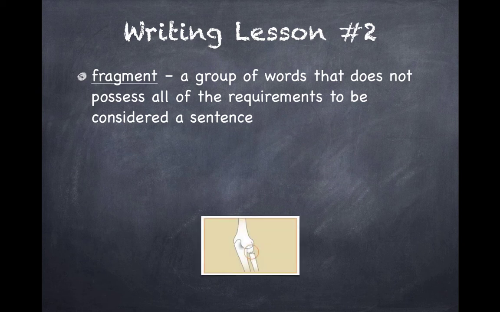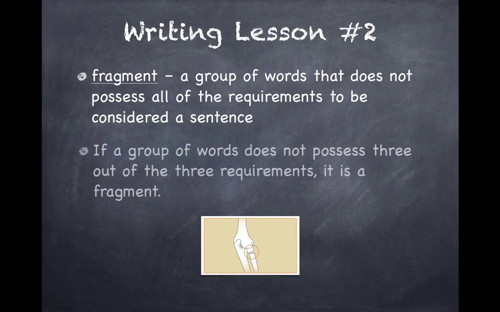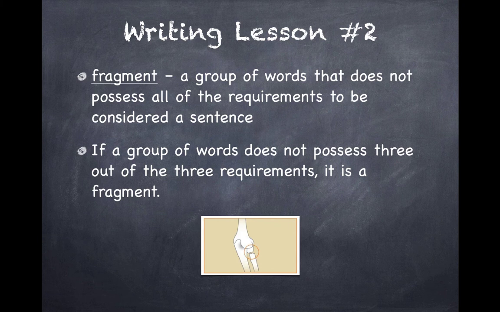So one analogy that you can think of, or maybe a visual that you can get, would be like a broken bone. So when you break a bone, part of the bone breaks off from the main part. It's a fragment, or you might even call that like a fracture. So that would be like a fragment. So when a group of words does not possess all of the 3 out of 3 requirements, it's going to be a fragment. Again, it's too small. It doesn't have all of the main parts that we need.